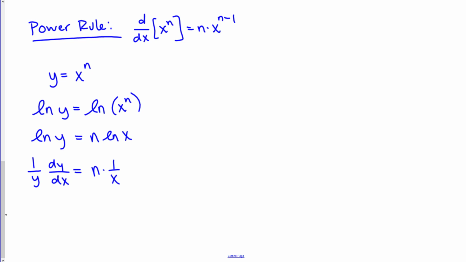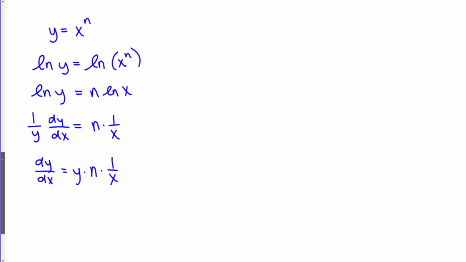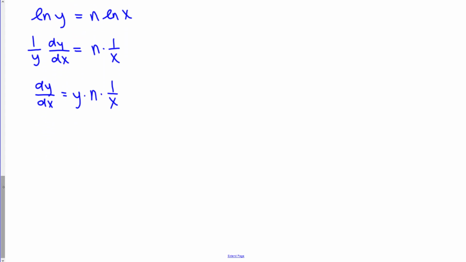To get dy dx by itself, I need to multiply both sides by y. So then I have y times n times 1 over x. But the function y, we said, was x to the n. So this is x to the n times n times 1 over x, or x to the n over, we could say x to the first power if you like, x to the n over x to the first. This has a common base, which is x. So I take x to the n minus 1 times n. So that establishes my power rule for any type of exponent, any real number. And that's a much more concise power rule proof than what we had before.